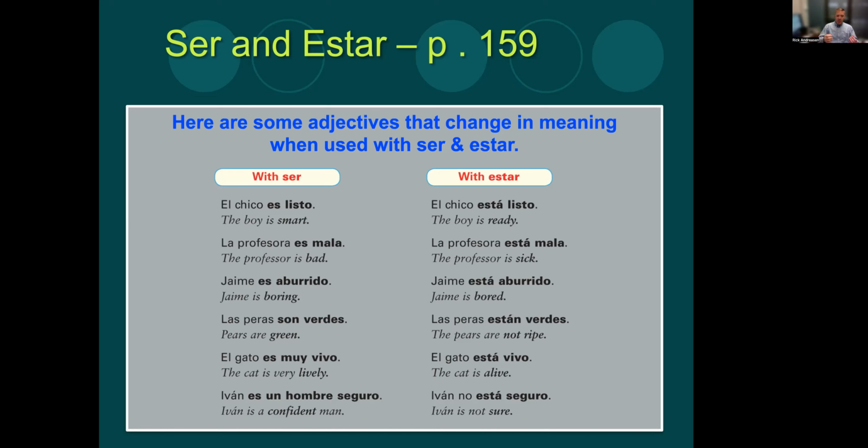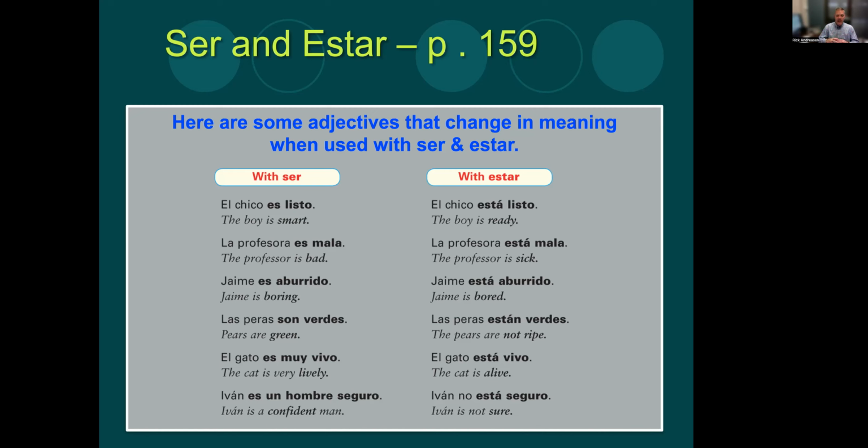So las peras son verdes. Son, that's their general characteristic. These pears are green. Versus están verdes. Las peras están verdes means they're not ripe. So they're not fully ripened yet. So even if something is eventually going to be red, for example, when it's not ripe, estar verde. I always think of avocados for this. Avocados are always green, but sometimes there's like that 5-second window between when they're not ripe enough, and then too ripe.